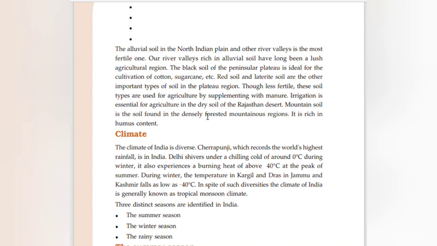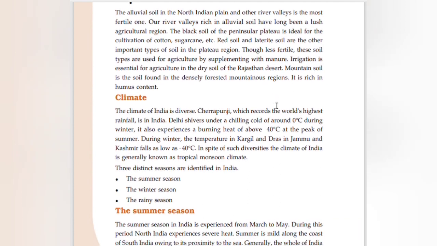Irrigation is essential for agriculture in the dry soil of the Rajasthan desert. Mountain soil is the soil formed in the densely forested mountainous regions. It is rich in humus content.